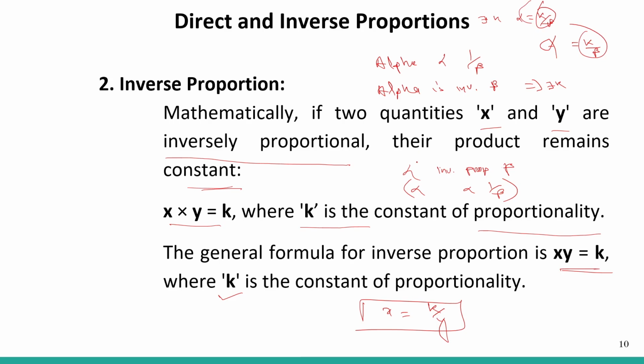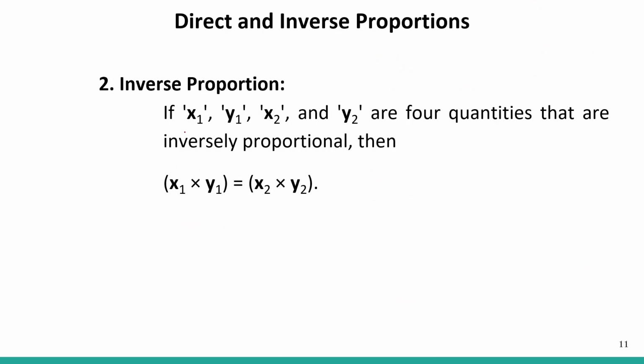So since the right hand side of both are same, we can write any one of these two. Okay, so I prefer to write this one as this. Alpha is directly proportional to 1 by beta, if I mean to say alpha is actually inversely proportional to beta. So we'll be seeing more examples on this so that there is no confusion regarding the terminology and the representation. Okay, so if x1, y1, x2, y2 are four quantities that are inversely proportional, then x1 y1 is equal to x2 y2.